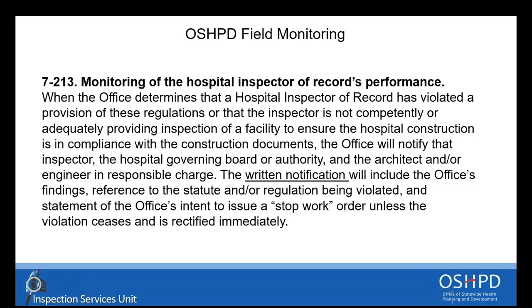Thank you, Caesar. So now, what about monitoring of the hospital inspector of records performance? So who is monitoring the IOR performance? OSHPD field monitors the IOR performance. The admin code 7213 is the actual code and says that if the IOR performance is not happening, the office will notify the inspector, the owner, the DPOR. A written notification will include the office findings, reference of the violation, and a statement of the office intent to issue a stop work order unless the violation gets resolved immediately and everything gets better.